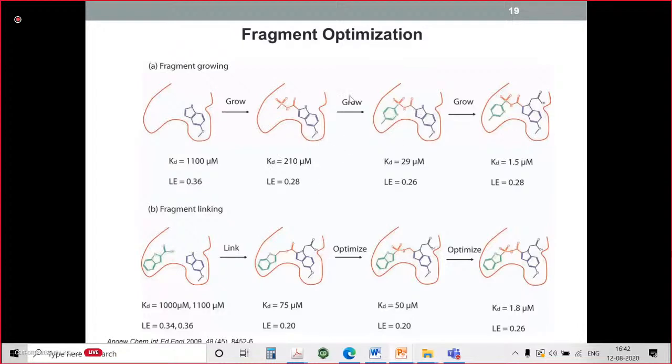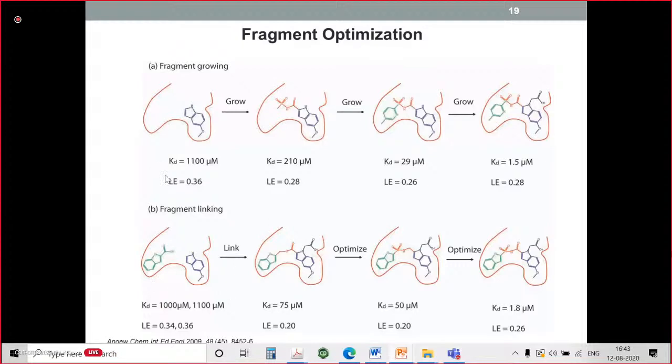Then again it is grown to the other side, and again the dissociation constant is determined. So you will get a template here. This template is later modified again to find a better molecule, or lead molecule. So from fragment to lead, this is the growing approach, where you start with one point, and after starting, you just connect the dots and go to the other point.